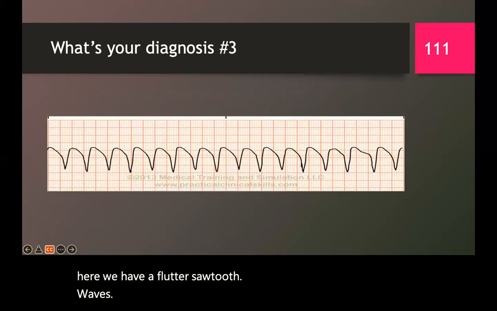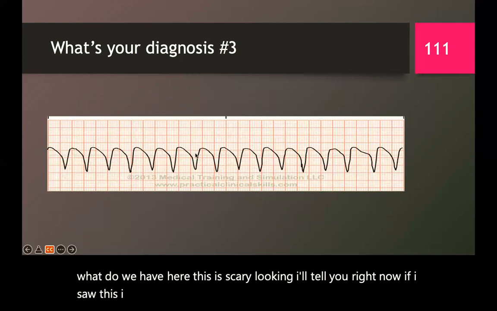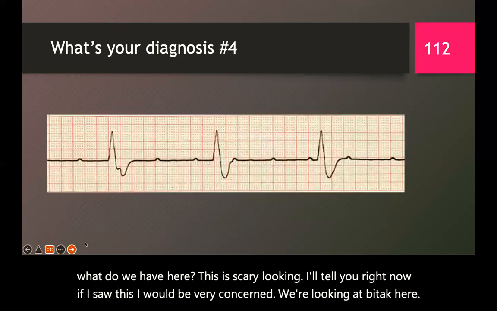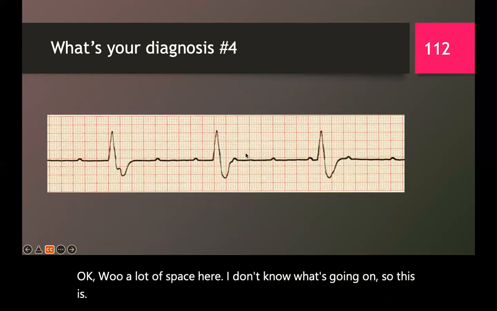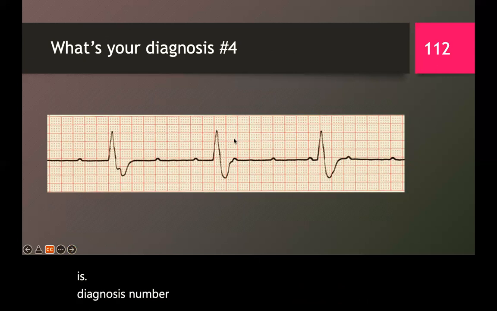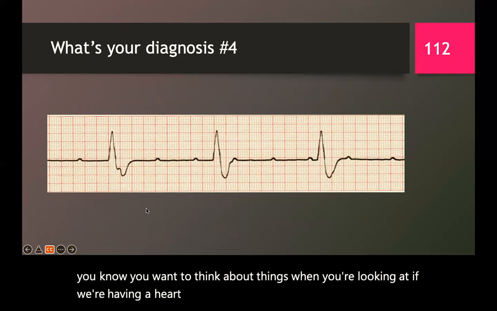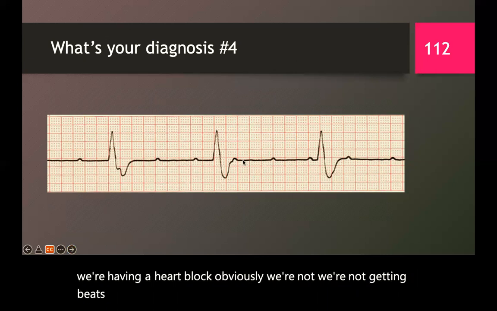Diagnosis number 3. What do we have here? This is scary looking. I'll tell you right now, if I saw this, I would be very concerned. We're looking at VTAC here. Okay, a lot of space here. So this is diagnosis number 4. We're looking at complete or 3rd degree heart block. You want to think about things when you're looking at it. If we're having a heart block, obviously we're not getting beats. So that would make sense that things are spaced out as much as they are, right?